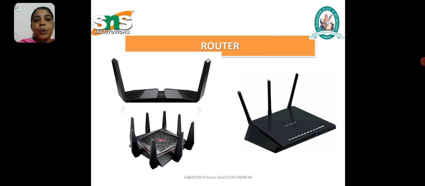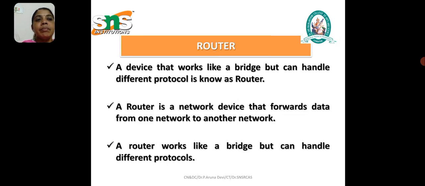This is called a router. From the name itself we can easily identify: a router is used to show routes to transmit the data. It can easily communicate with bridges and switches. A router is a device that works like a bridge but can handle different protocols. A router is a network device that forwards data from one network to another network. Here, protocols means the set of rules to follow for transmitting the data, so they have to send the data in a predefined manner.